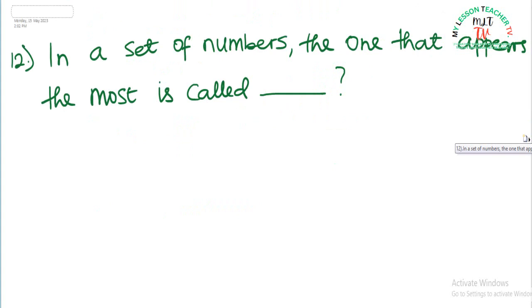Question 12 says, in a set of numbers, the number that appears the most is called the mode. So mode is the number that appears most in a given set of distribution. While I've just calculated the mean, which is the average, the median is the middle number when the numbers are arranged in either ascending or descending order.